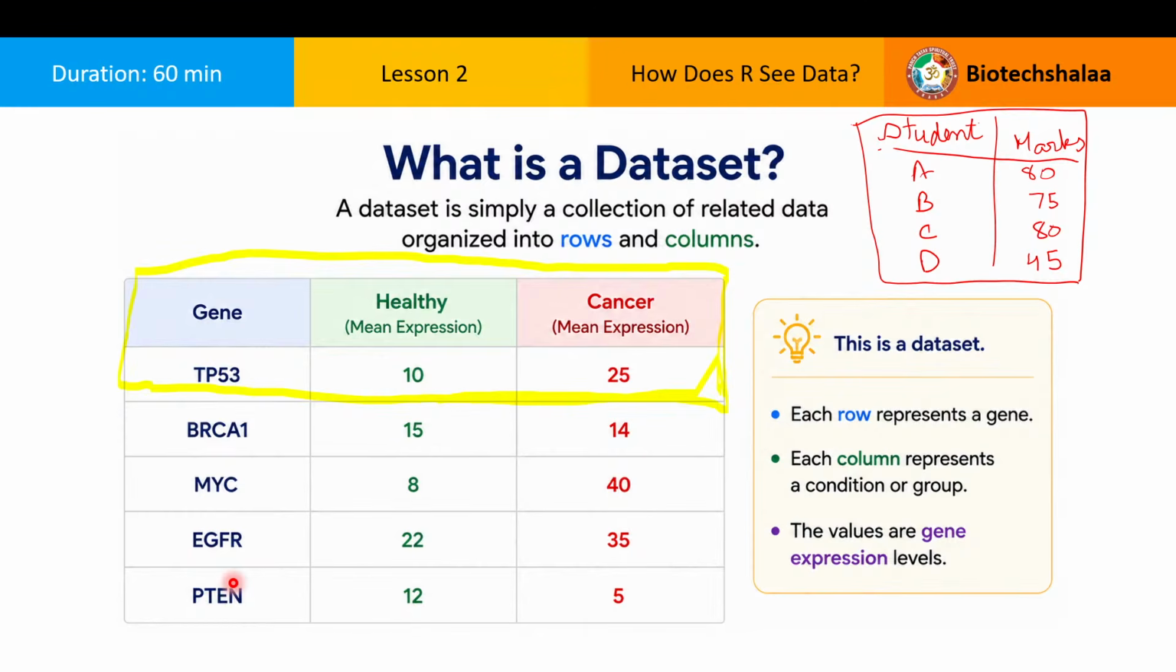Okay, very good, Aryan. Now let's talk about how a computer sees this table. When you and I look at this table, we think these are genes, but the computer does not know what a gene is. To a computer, it is simply rows and columns of text or numbers. Once you understand this, R will automatically feel natural. So let's see this.